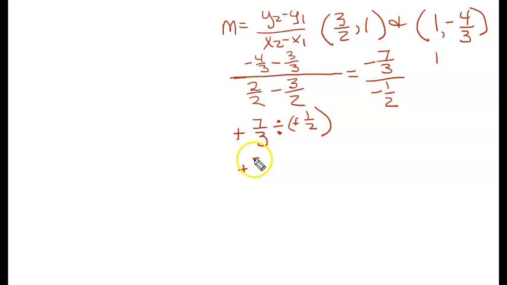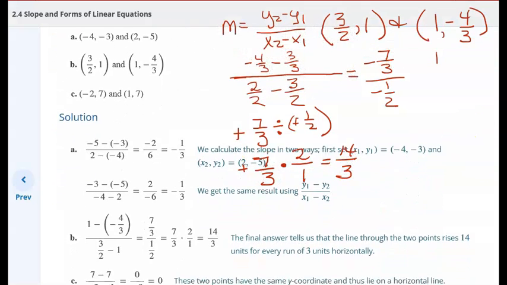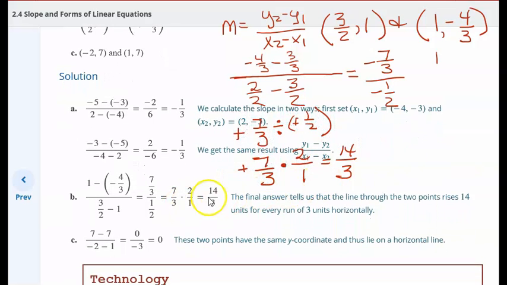So this is going to be 7/3. Change the division to multiplication, and this becomes the reciprocal of what we had there before. So this now becomes 14/3 as our slope. And let's check that out here. Raise it up a little bit. And there is our 14/3.